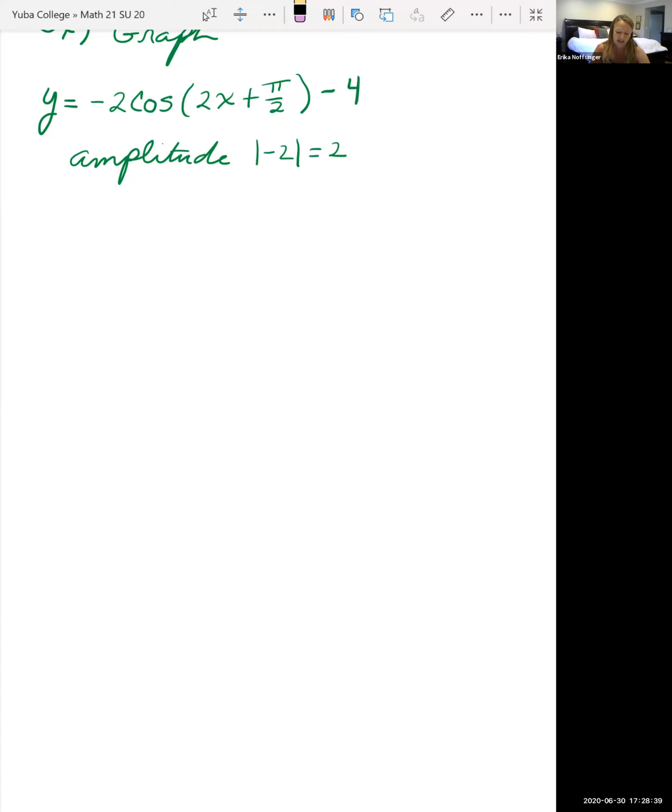So normally, if I was just graphing y equals negative cosine of 2x plus pi halves, then I would have a max value at 2 and a min value at negative 2. But this minus 4 shifts my graph down 4 units, so that affects my max and min.